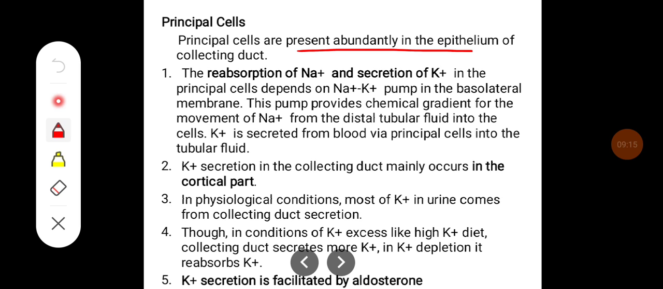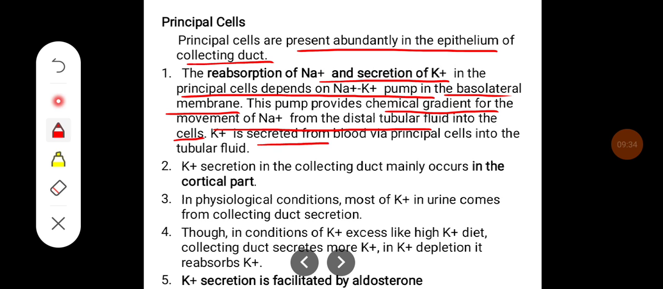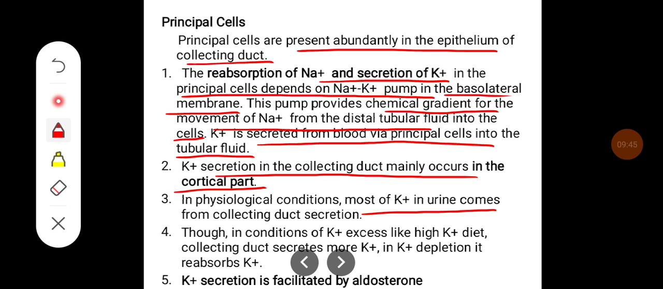Principal cells are present abundantly in the epithelium of the collecting duct. The reabsorption of sodium and secretion of potassium in the principal cells depends on the sodium potassium pump in the basolateral membrane. This pump provides the chemical gradient for movement of sodium from the distal tubular fluid into the cells, and potassium is secreted from the blood via principal cells into the tubular fluid. Potassium secretion in the collecting duct mainly occurs in the cortical part. In physiological conditions, most of the potassium in urine comes from collecting duct secretion.